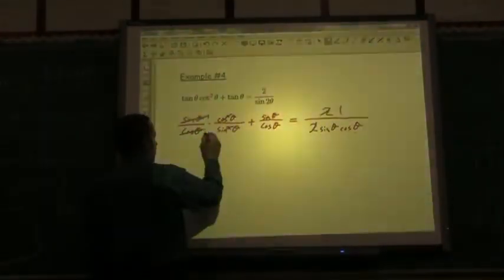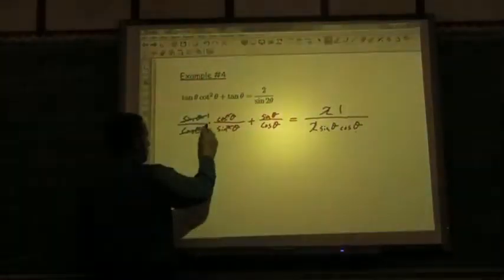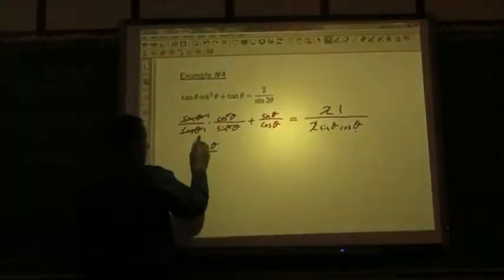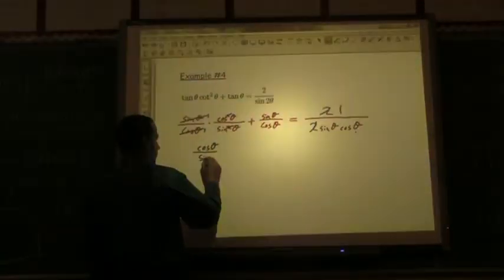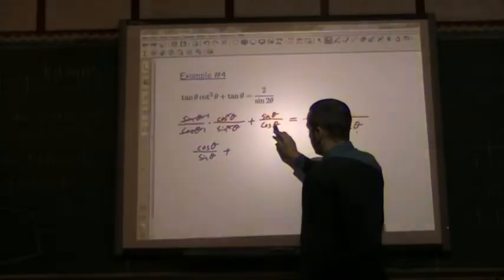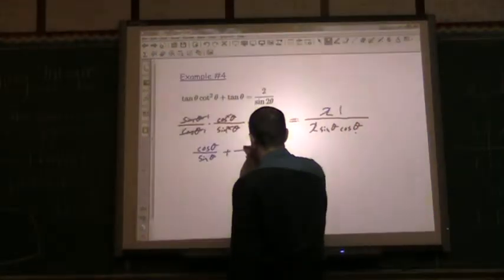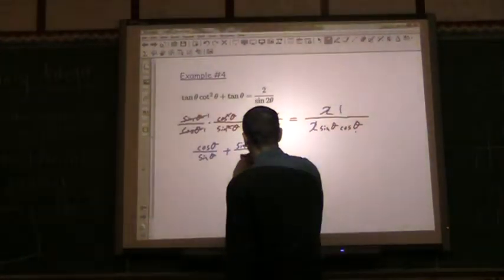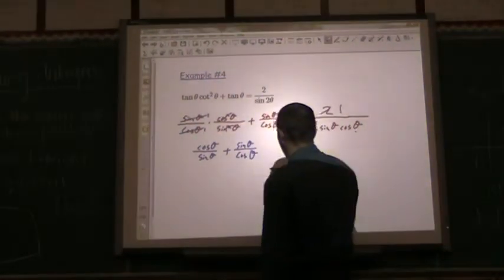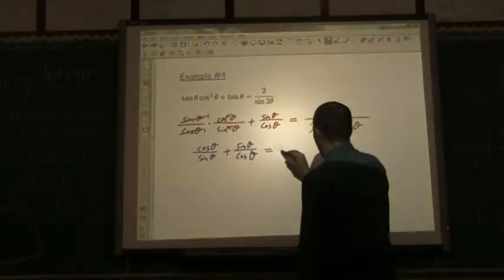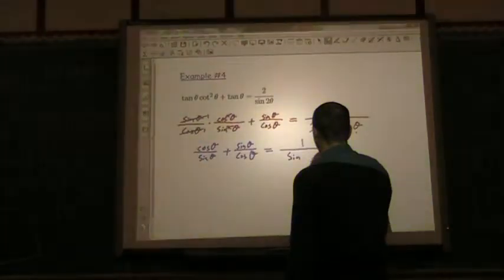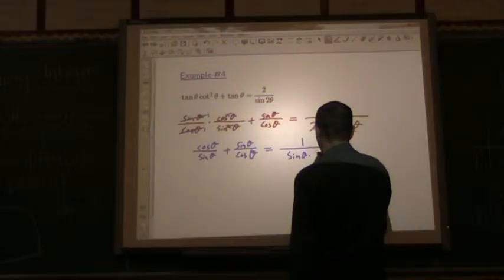Okay, so these are 1s left over after I cancel. So 1 times a cos theta is going to leave me with cos theta. 1 times sine theta is going to be sine theta in the denominator. Plus, can't do anything with that, that is just sine theta over cos theta. And now it's equal to, after I just cancel the 2's here, 1 over sine theta cos theta.